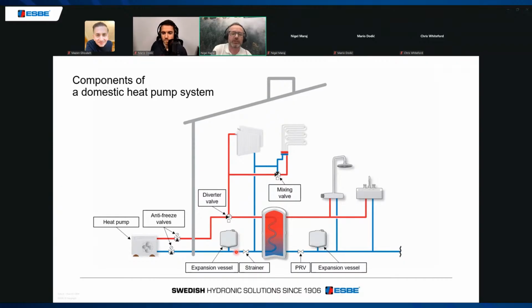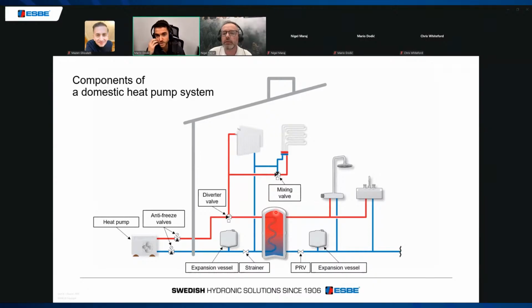An expansion vessel, back through another antifreeze valve and back to the heat pump. This side of the circuit is all hot water, where we've got a shower and a wash hand basin. And again, another expansion vessel and a pressure reducing valve to stop us overpressuring that cylinder and having the hot water at too high a pressure.